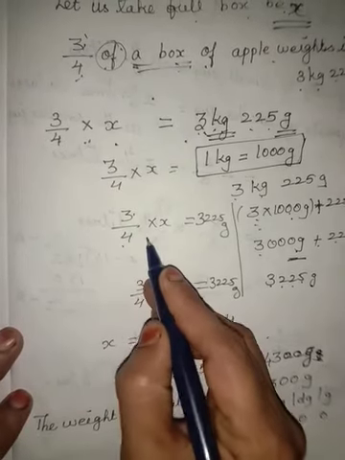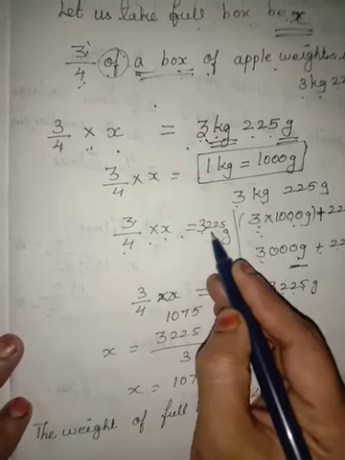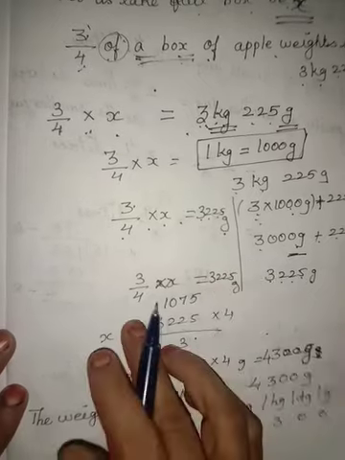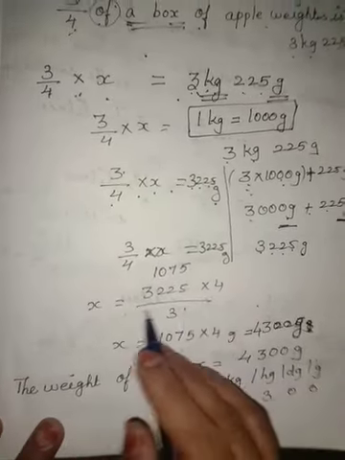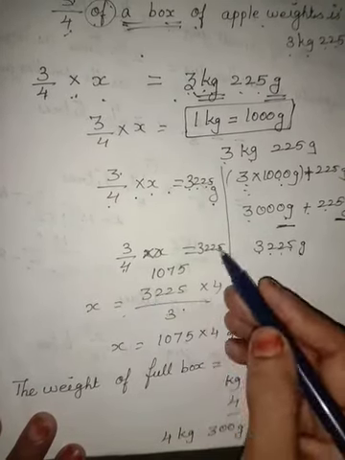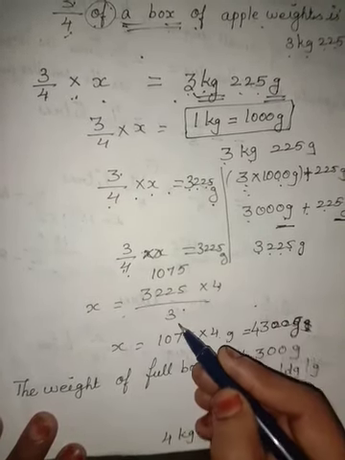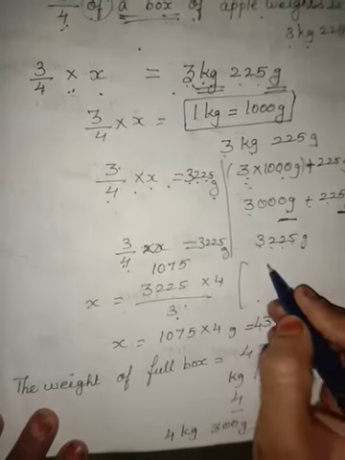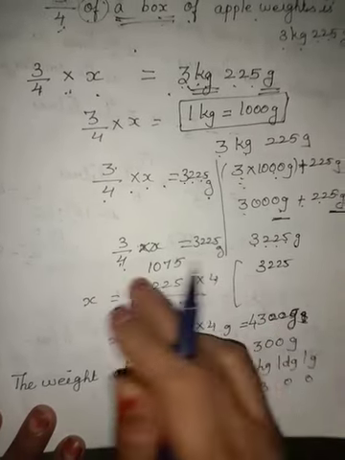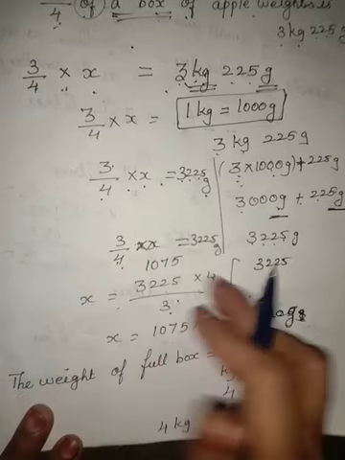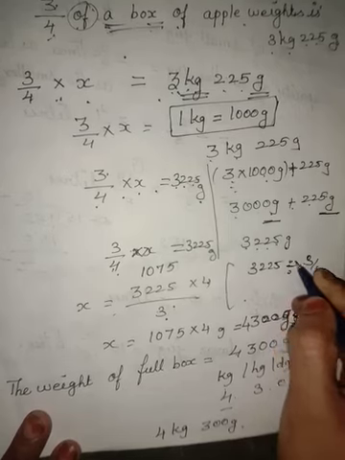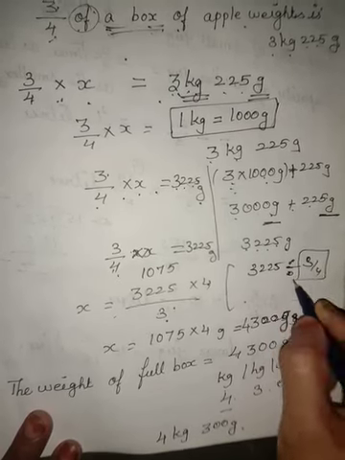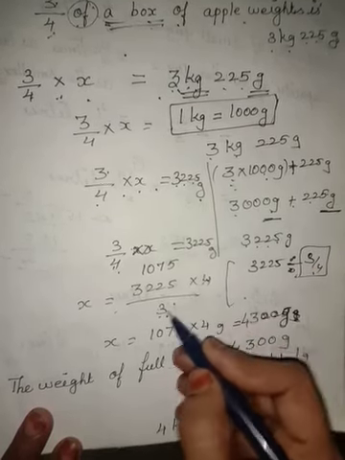3225 gram. Now we compare. 3 by 4 into x is equal to 3225 gram. When you interchange the numbers from right to left, the sign changes. That's why 3 by 4, when it comes to the right hand side, becomes 3 by 4 in division form. So take the reciprocal of 3 by 4, we get 4 by 3.